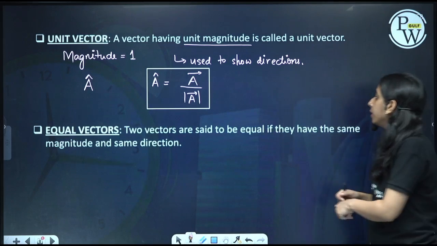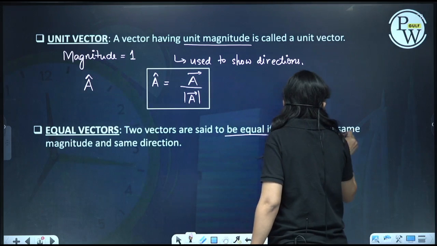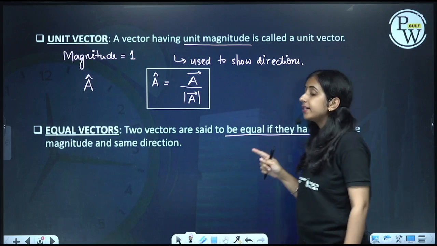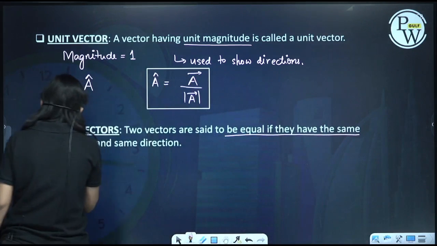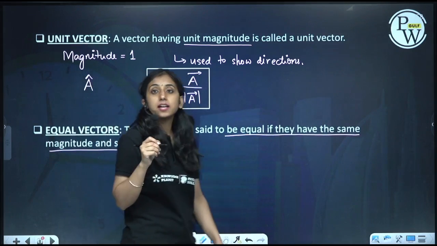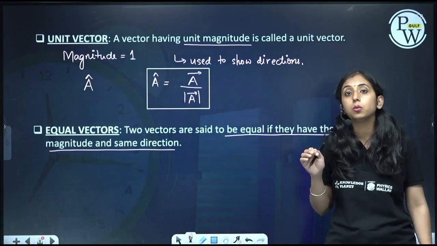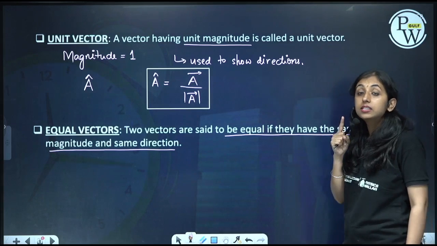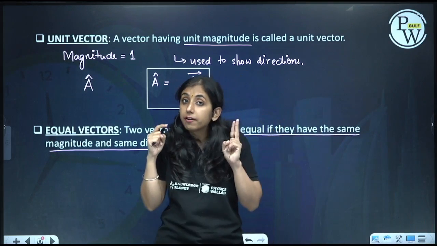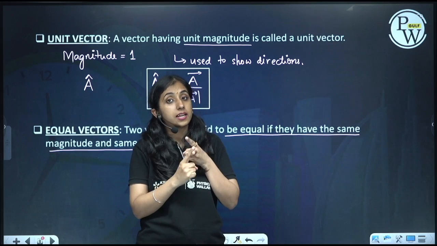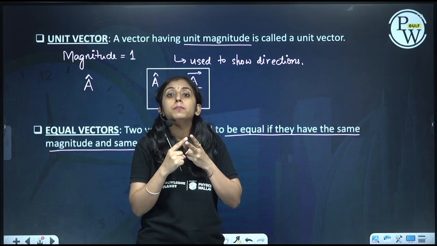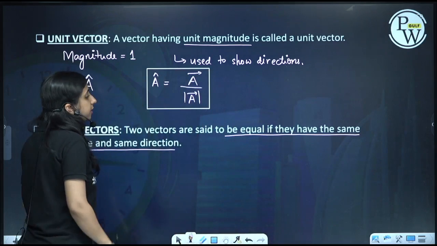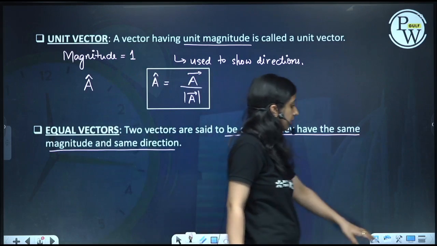Two vectors are said to be equal if they are equal in magnitude as well as direction. Vectors have two components, magnitude and direction, so both should be equal for two vectors to be equal. Same magnitude, same direction. Let's move forward.